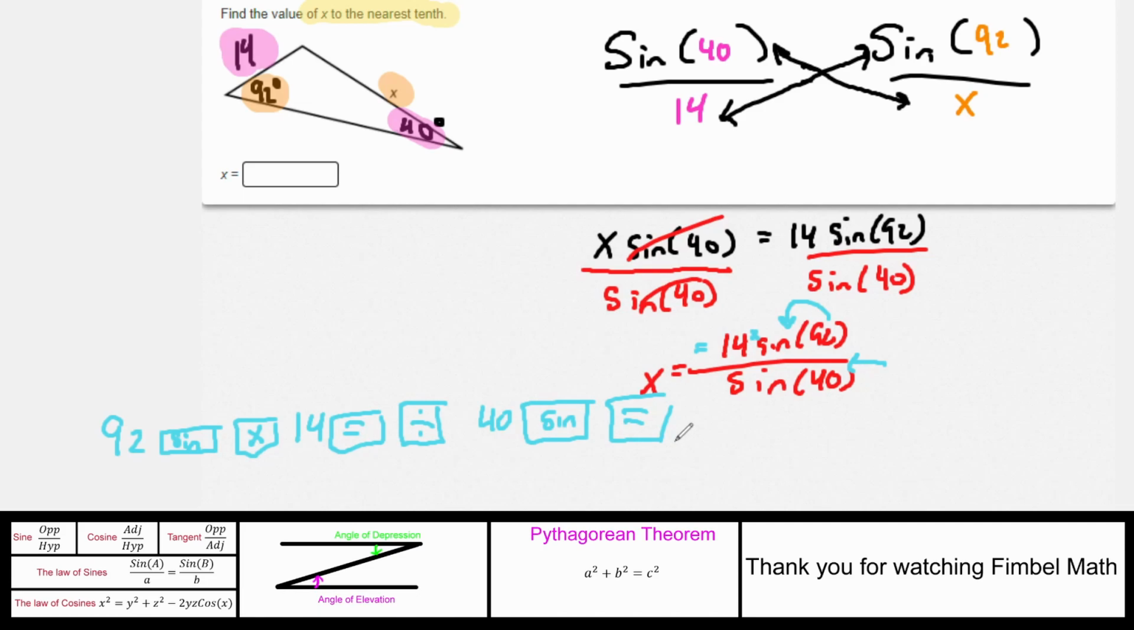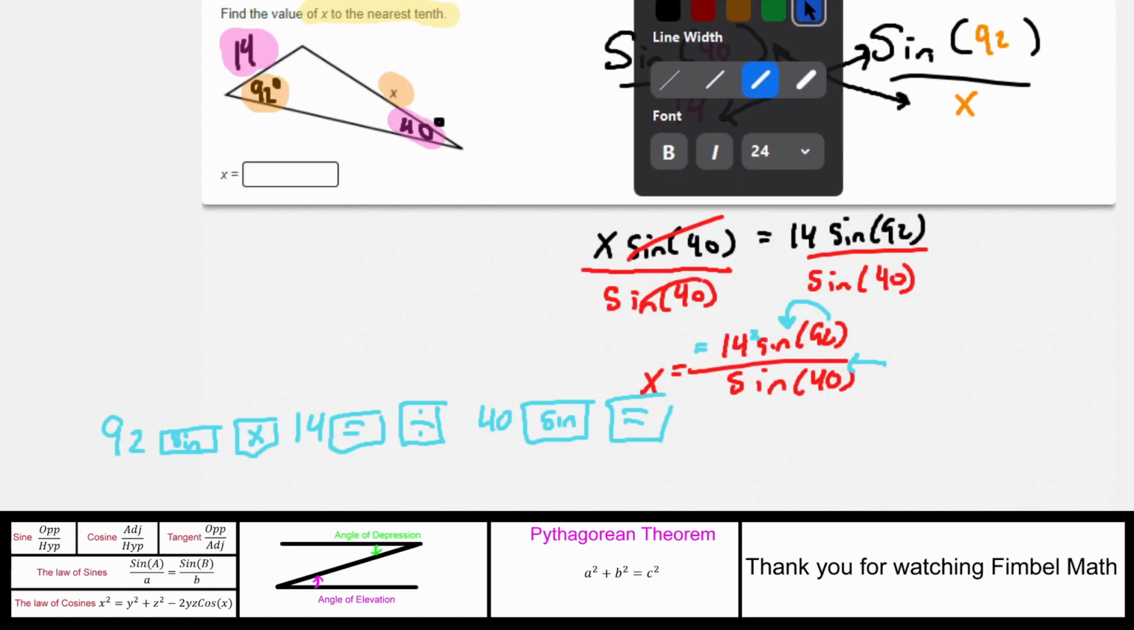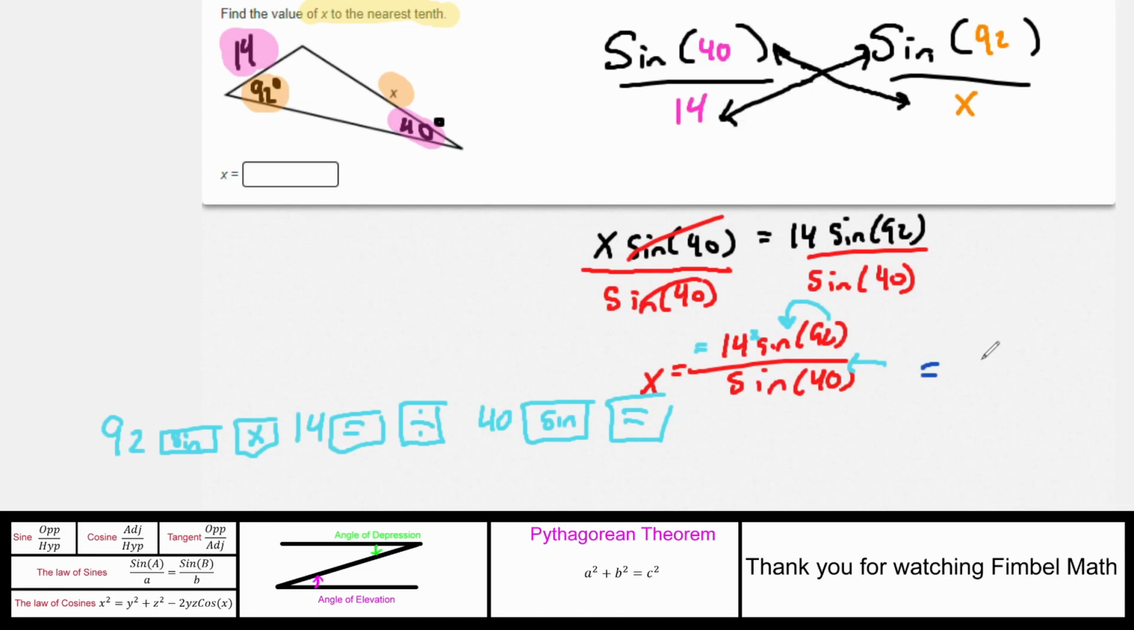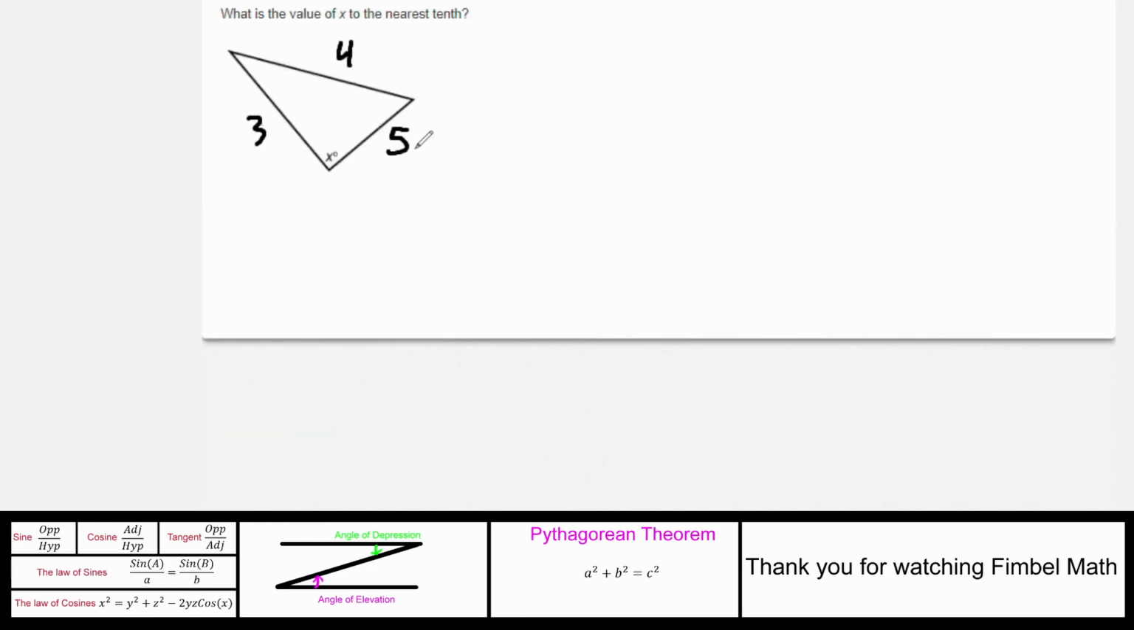And I got, let me change the color. This doesn't seem dark enough to me. This is equal to 21.76. It does say nearest tenth, so that means I look here to here. And my final answer will be 21.8.